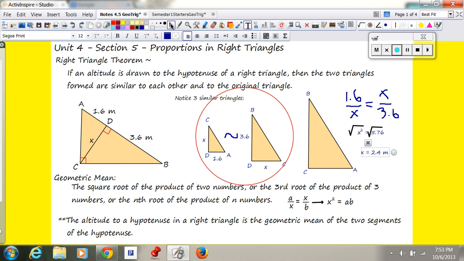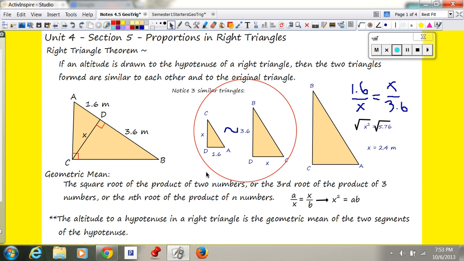Now I did give you a term before in our notes, and it was a while ago. Most of you probably won't remember it, but it was called the geometric mean. The geometric mean is the square root of the product of two numbers. If you look at this proportion right here, we multiplied these two and got x squared. So really what we're doing is taking the square root of the product of these two numbers. That's called the geometric mean.